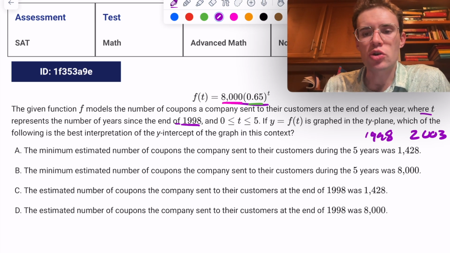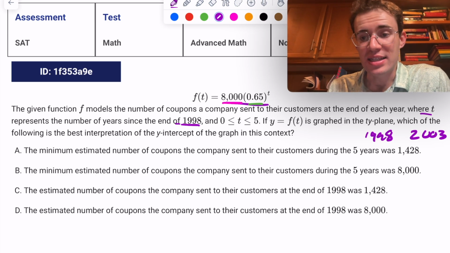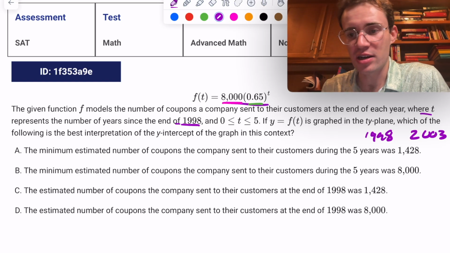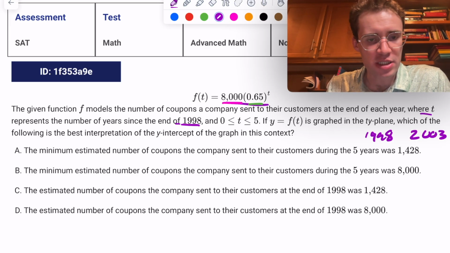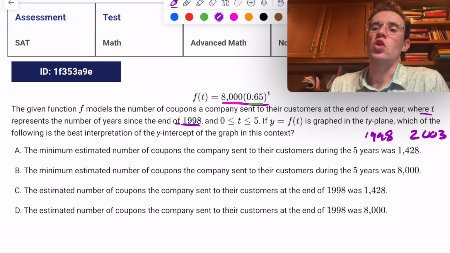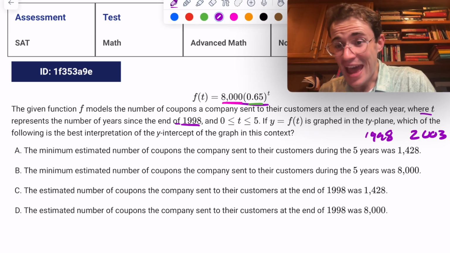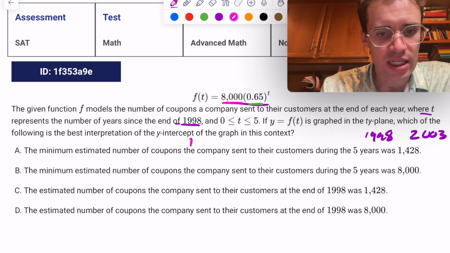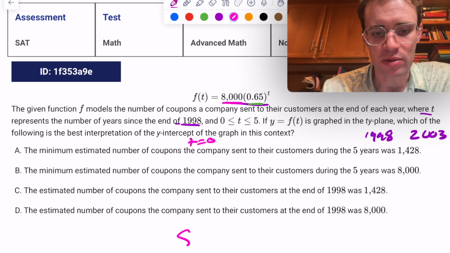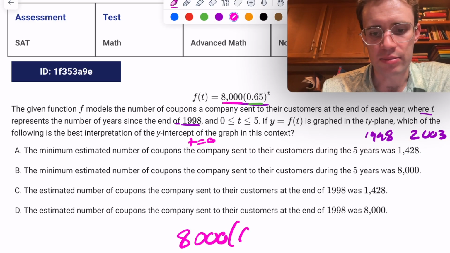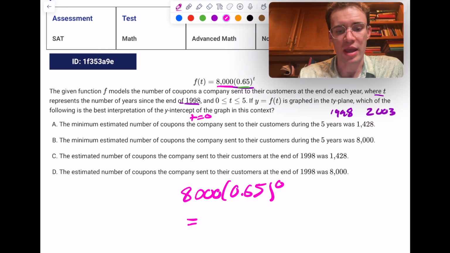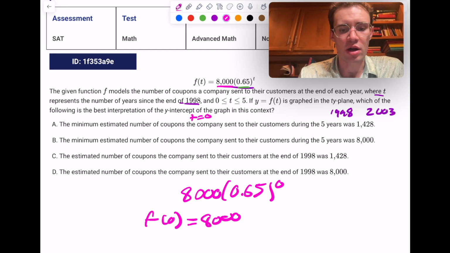If y equals f of t is graphed in the ty plane, it's interesting, they usually say the xy plane, but we're using t instead of x here, which of the following is the best interpretation of the y-intercept of the graph in this context? So the y-intercept, usually we'd say that's when x is equal to 0, but now it's the ty plane, so it's when t equals 0. So when t is equal to 0, 8,000 times 0.65 to the 0 power. Anything to the 0 power is 1, so that's equal to 8,000. So f of 0 is equal to 8,000.